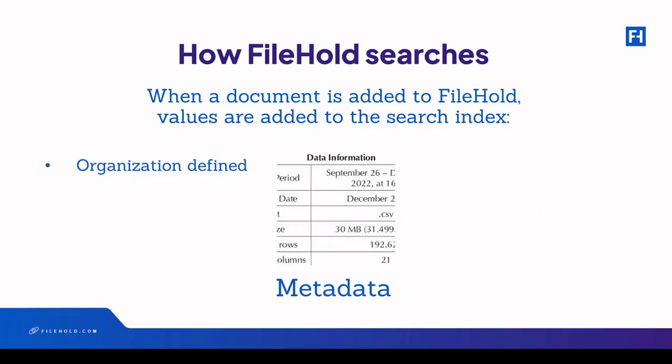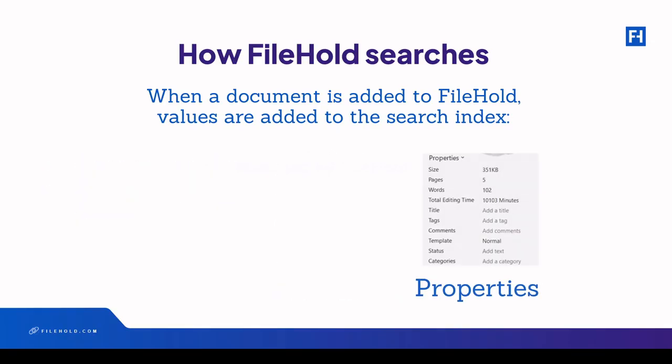We can also come from metadata. Now, metadata is organization defined. So it's your metadata for your documents or as defined by your system. And that can be added manually by somebody typing that information in, or from an import process where we're already bringing it in from another source. Our last one is properties. Those are managed by FileHold. So things like the date the document was added or who owns it. That's also a searchable piece of information that we have in the system.